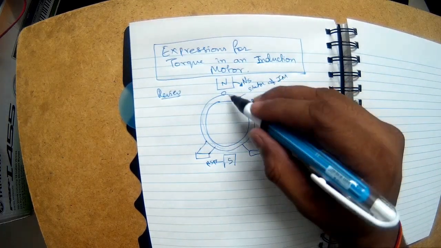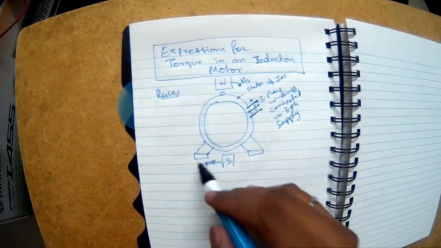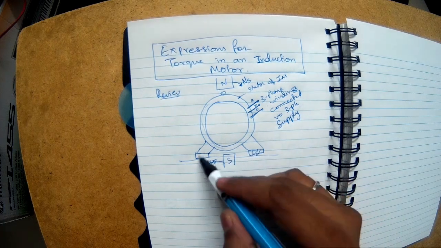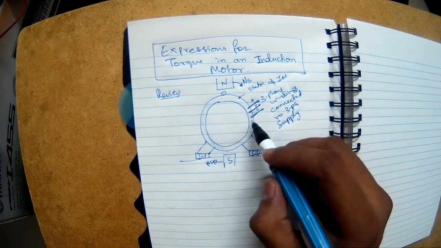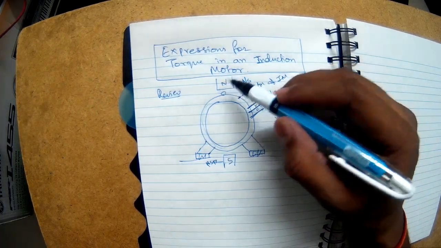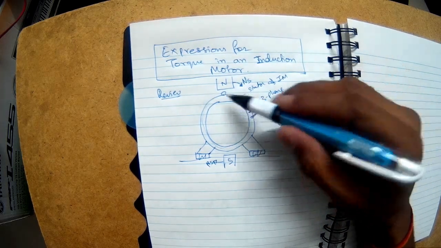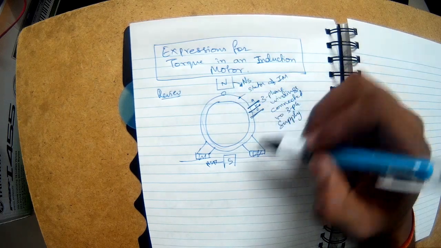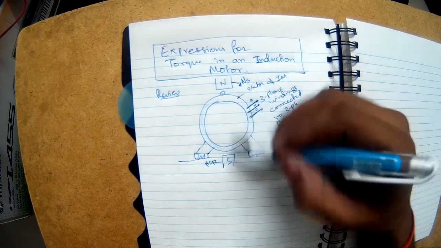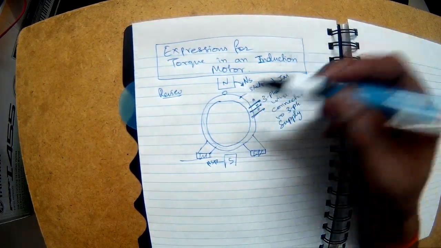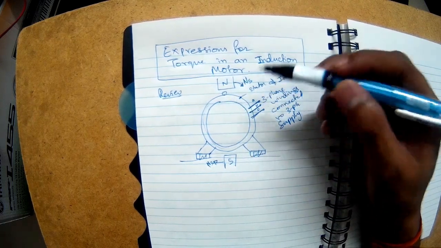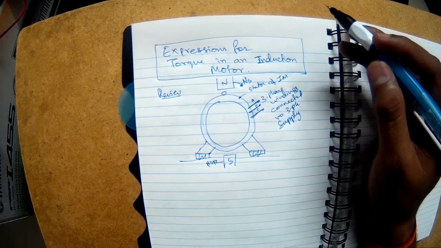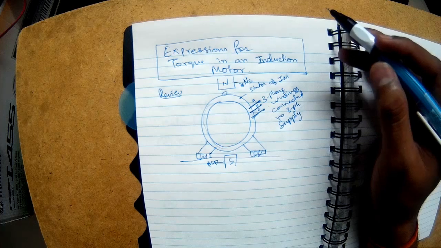Although the stator is fixed to the ground and the stator winding is also stationary, the effect of the three-phase current flowing in the three-phase winding is that an equivalent north pole and south pole are rotating. If it is a four-pole winding, there will be two north poles and two south poles. All that you have already seen in the previous videos.